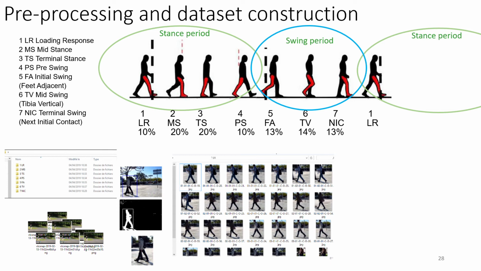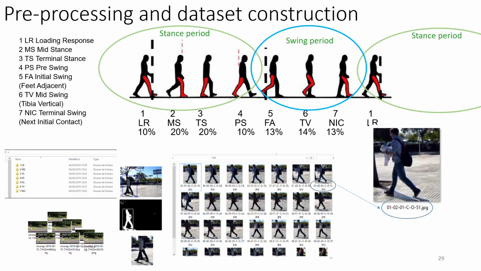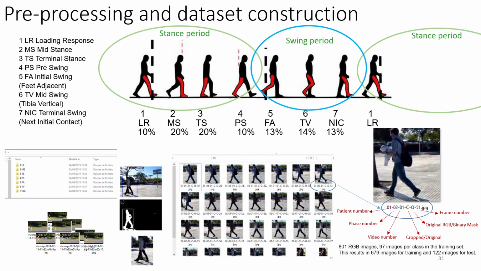Renaming is done so that we have a significant name for each frame. For the patient first, the patient number, then the phase number, the video number, the status of the frame, either original with the background or cropped with only the human walking, original RGB frame or binary shape, and the frame number. This results in 800 images with 97 images per class in the training, which gives 679 images for training and 122 images for test.